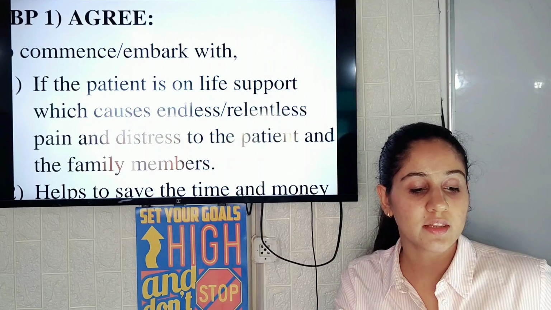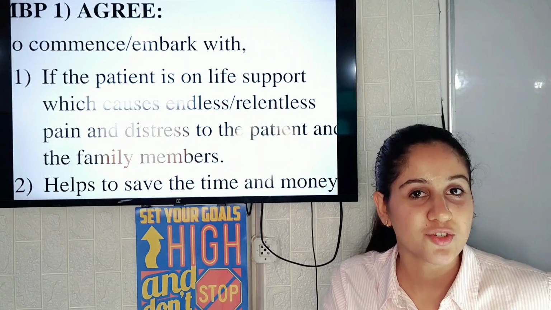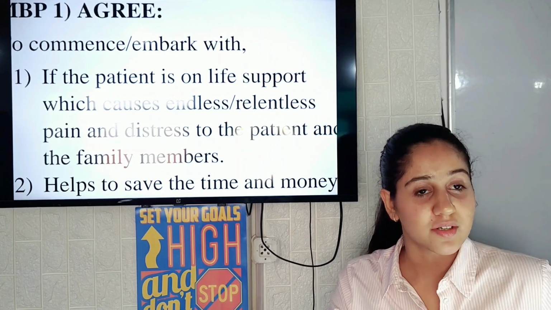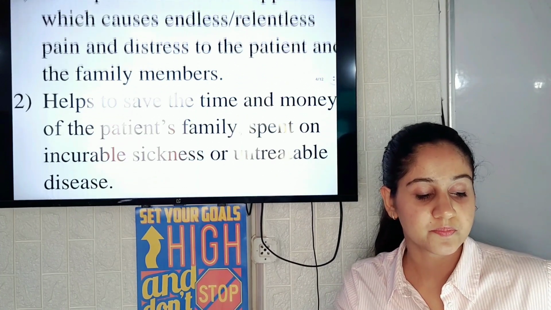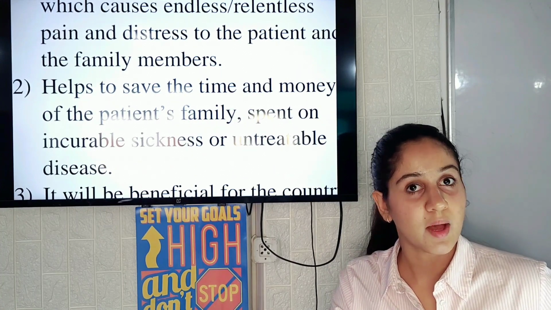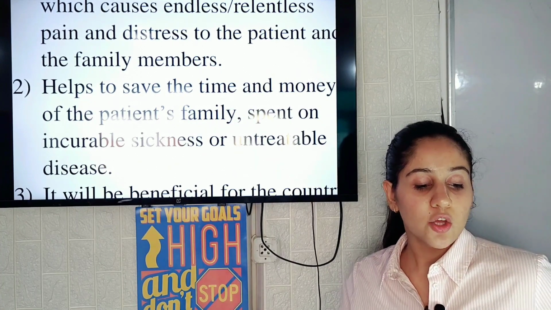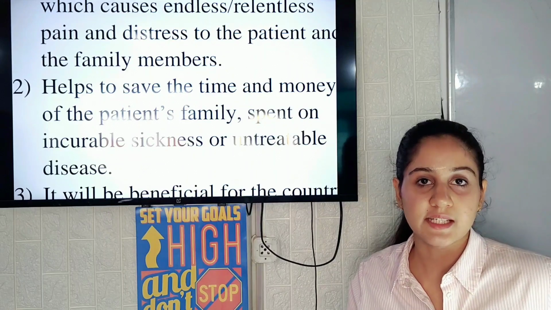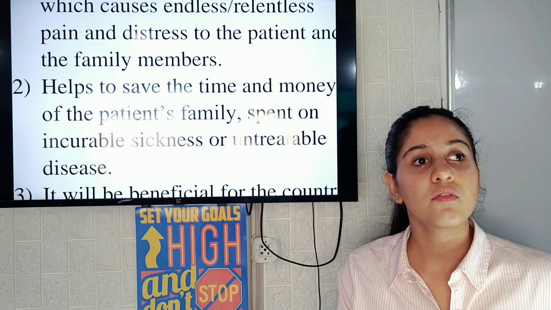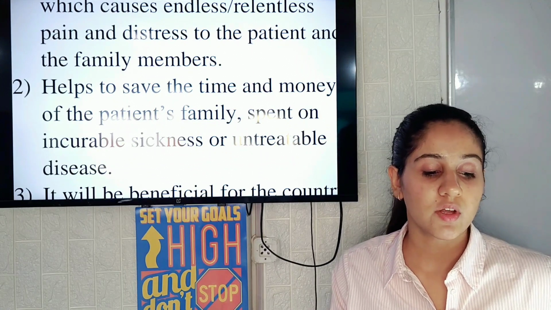So the first point can be this one, in support of the patient, that euthanasia can be beneficial for the patient. Second, it helps to save the time and money of the patient's family spent on an incurable or untreatable disease. So the second point we have written in consideration of the family of the patient, that it will help to save time and money.